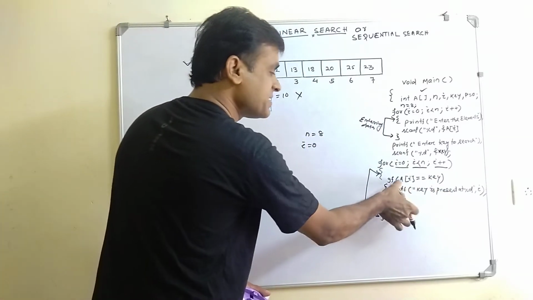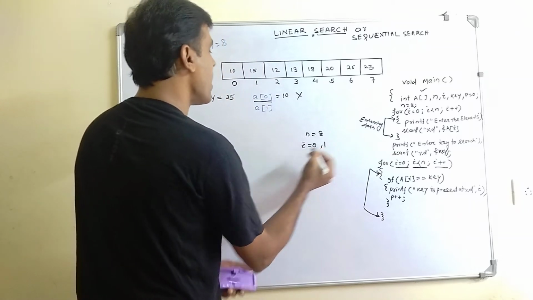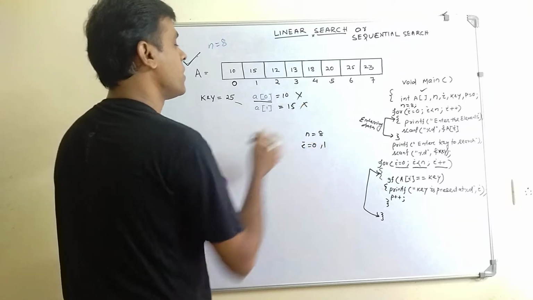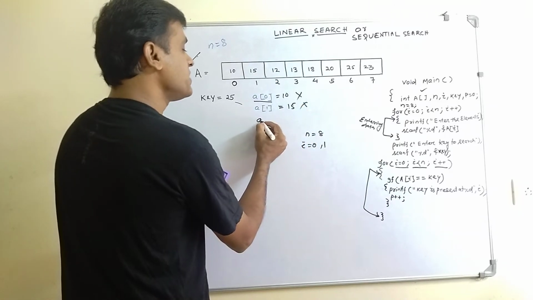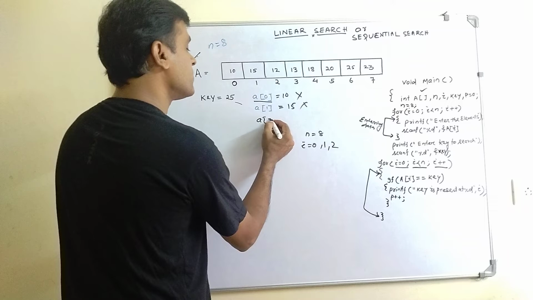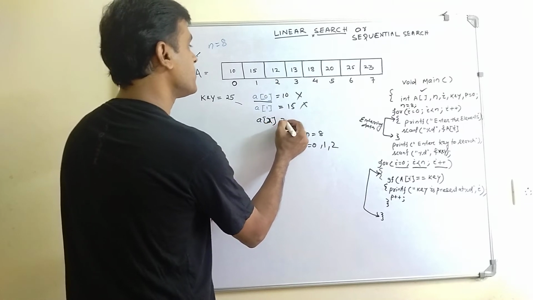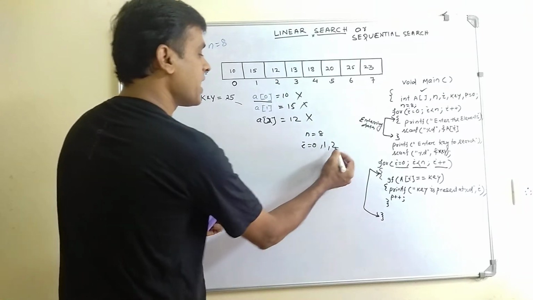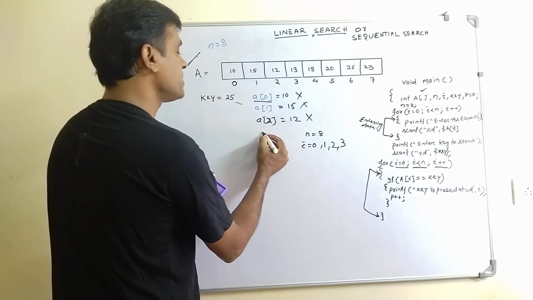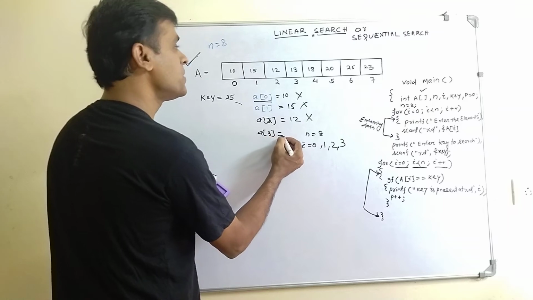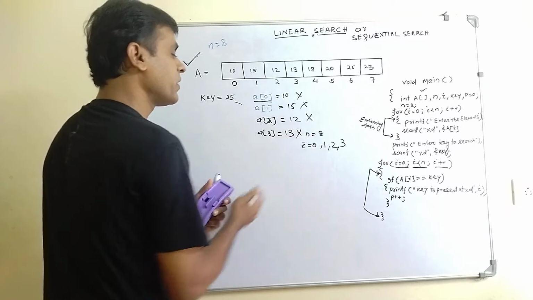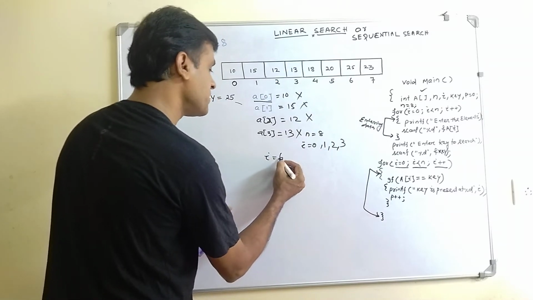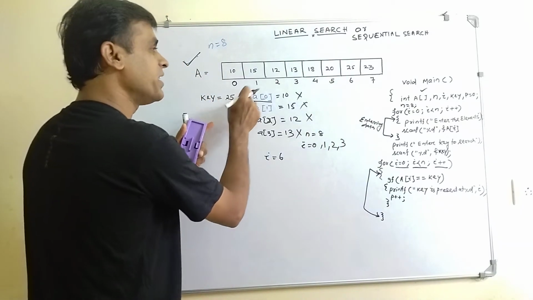Now the first case, i is equal to 0, is a of i equal to key? No. Then i will be increased, i is equal to 1, a of 1 is 15, is it my key? No. Then i is equal to 2, a of 2 is 12, is it my key? No. Then i is equal to 3, a of 3 is 13, is it my key? No. Like that, when i is equal to 6, is it your key?